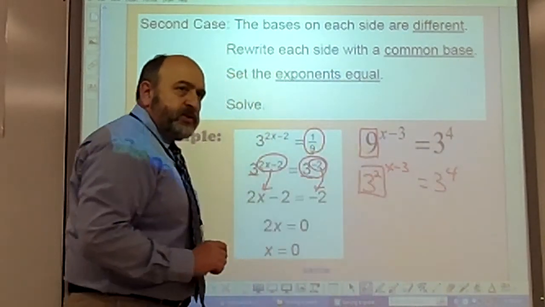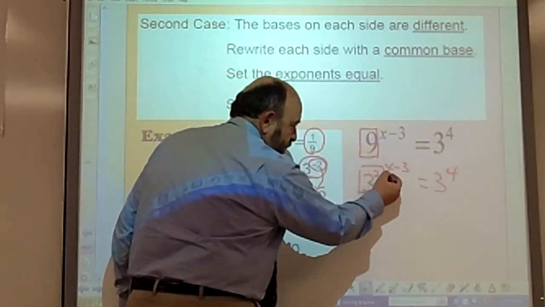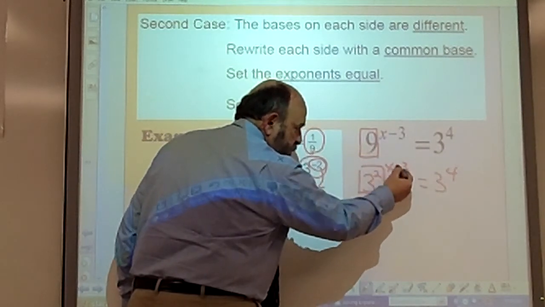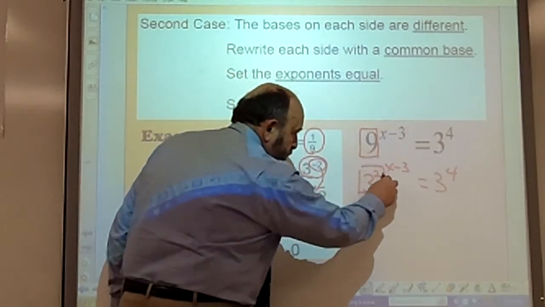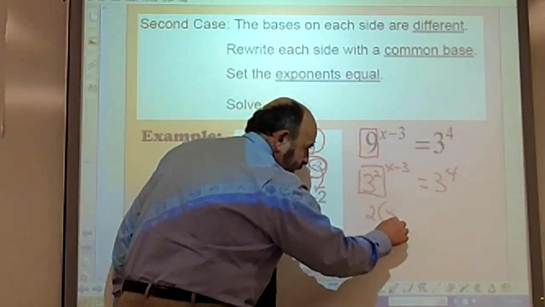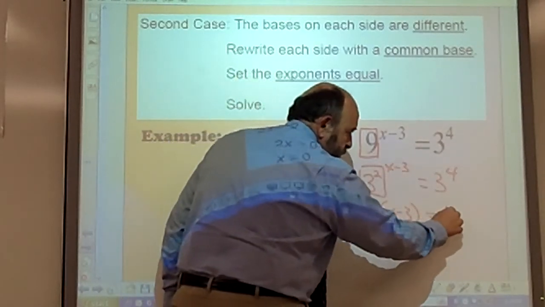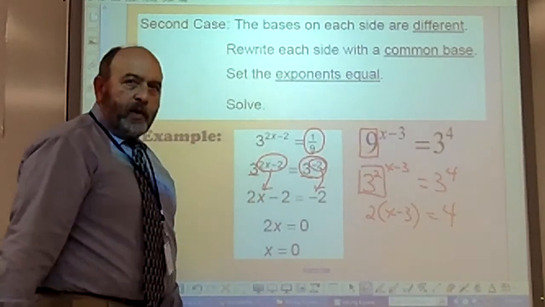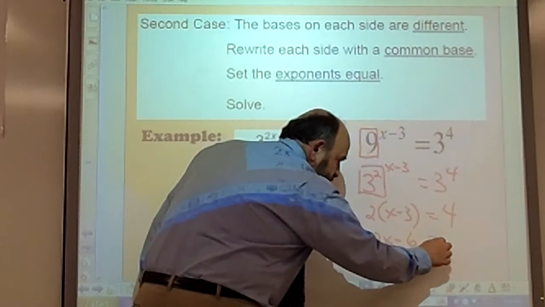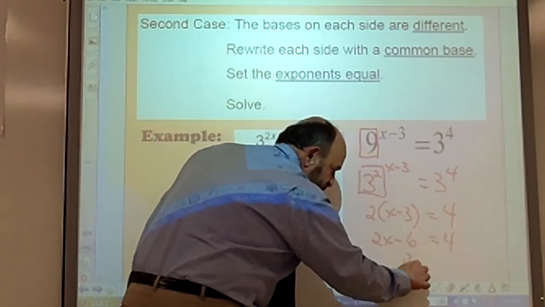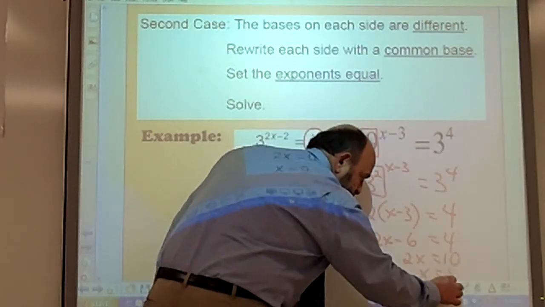We have the same base. We can now set the exponents equal to one another. And when you have a power raised to a power, you're multiplying. One of the exponent rules that you should have gone over already. So this becomes 2 times x minus 3. See? 2 times x minus 3 equals 4. Regular algebraic manipulation. 2x minus 6 equals 4. Add 6 to both sides. 2x equals 10. Divide both sides by 2. X equals 5.